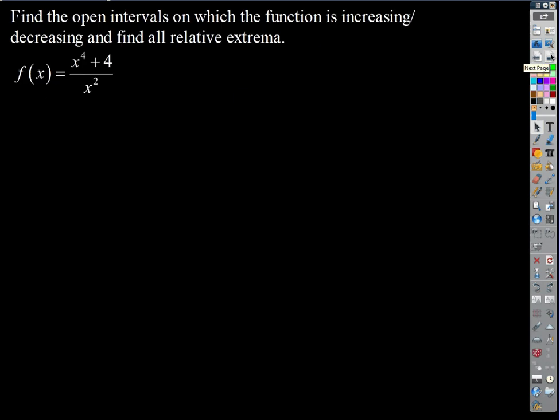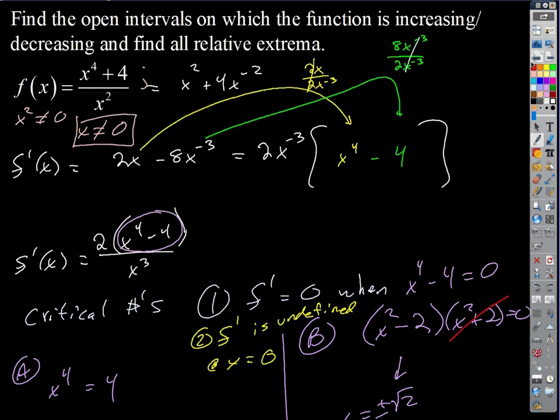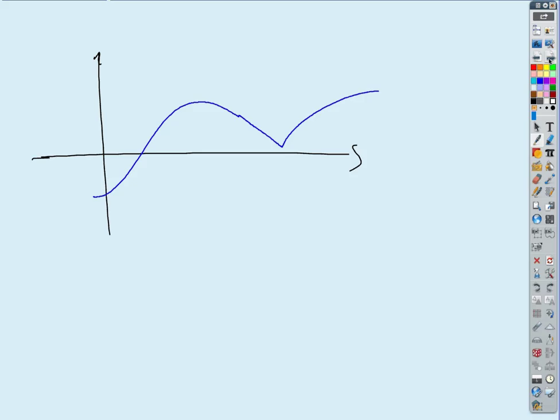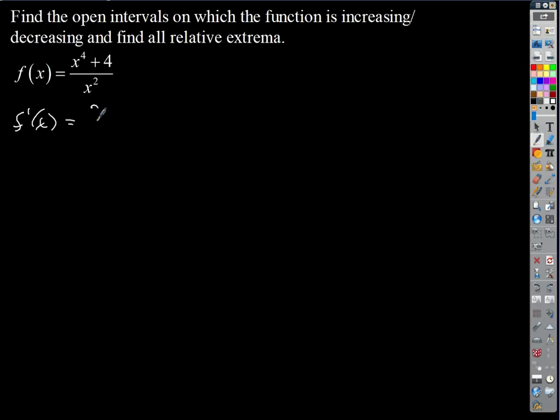So there's our function. We found the derivative, do you guys remember what the derivative was? Wasn't it, what did we end up getting? 2 times x to the fourth minus 4 over x cubed. And x to the fourth minus 4, I'm going to call x squared plus 2 times x squared minus 2, over x cubed. There was our derivative function, okay? Which gave us critical numbers.